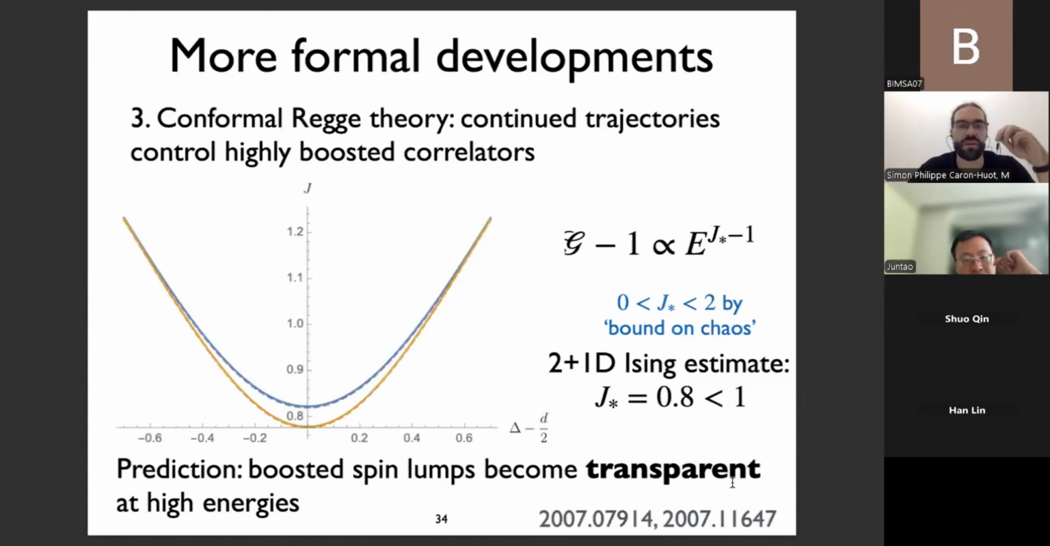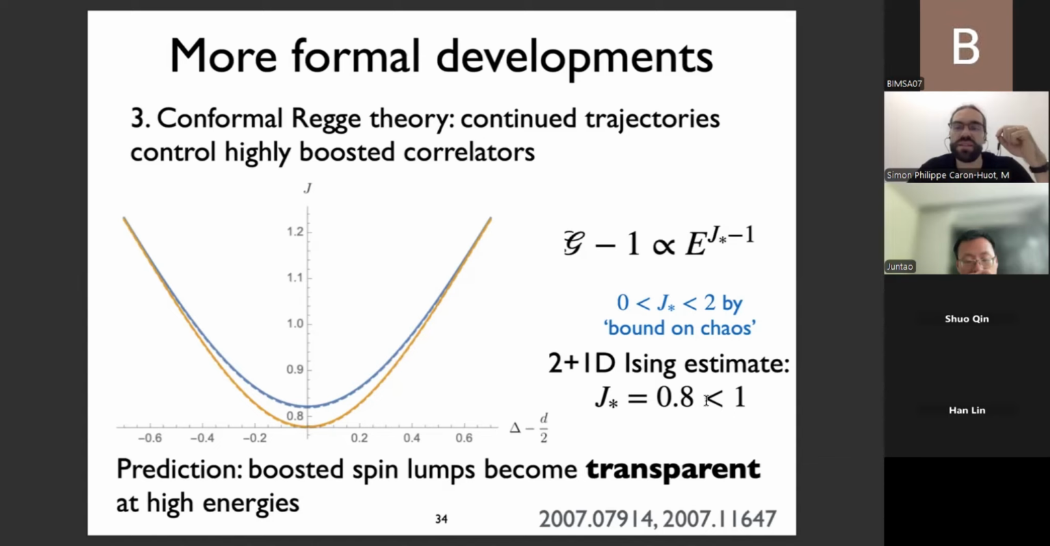Maybe another application, and one of the important points of Regge theory, of continuing things in spin, is to understand the physics at very high energy, at large boosts. That was the main motivation of Regge theory initially, to study forward scattering at very high energy and strong force. We can do the same for the Ising model. You can characterize the high-energy or large-boost behavior of objects by energy to an exponent j star minus 1, where j star is the minimum of this curve. We've estimated the exponent 0.8 in this work.